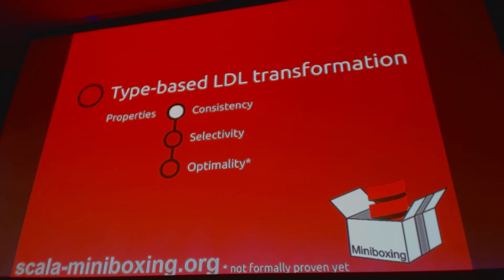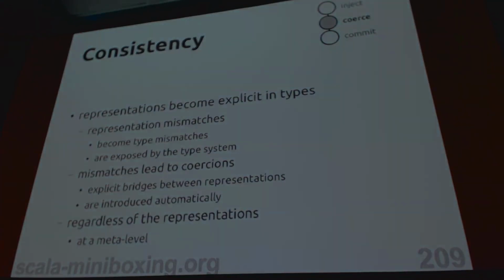The three of them I highlight here are consistency, selectivity, and optimality, which, by the way, we did not yet prove formally, so it should be proven formally to state it, but we have reasons to believe this is optimal in the way it translates the code. So consistency. Well, we just push all the representation information in the type system and let the type system figure it out. Having that representation information explicit allows the type checker to make sure that we don't make mistakes.